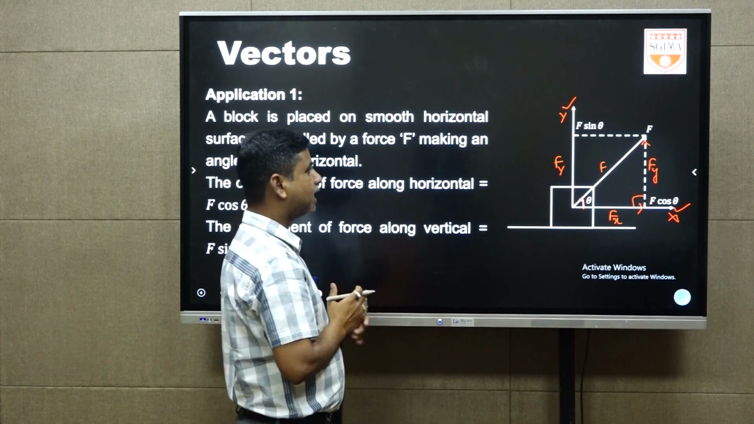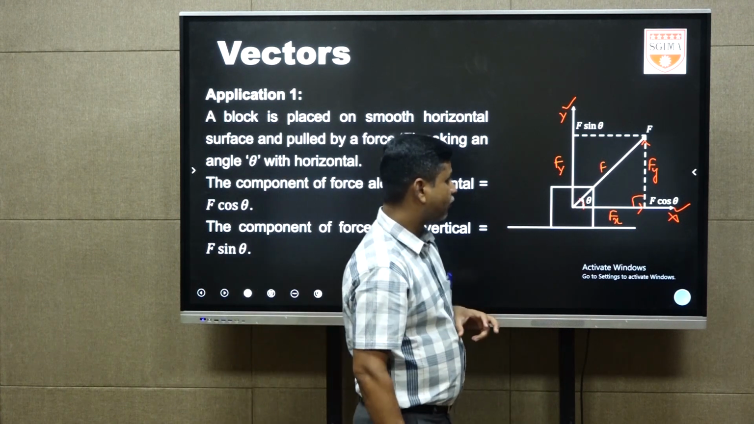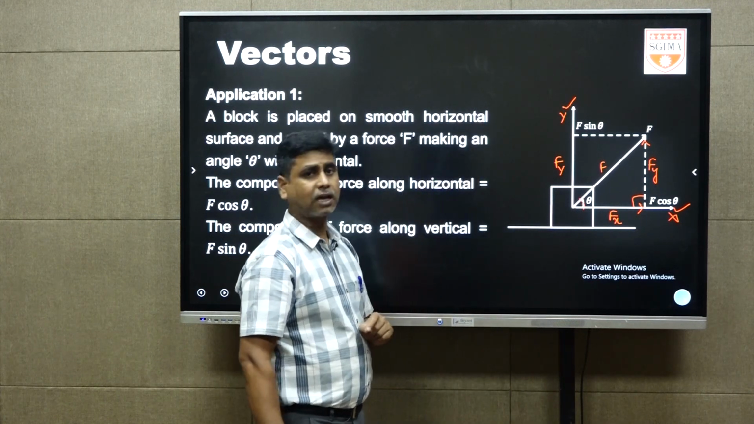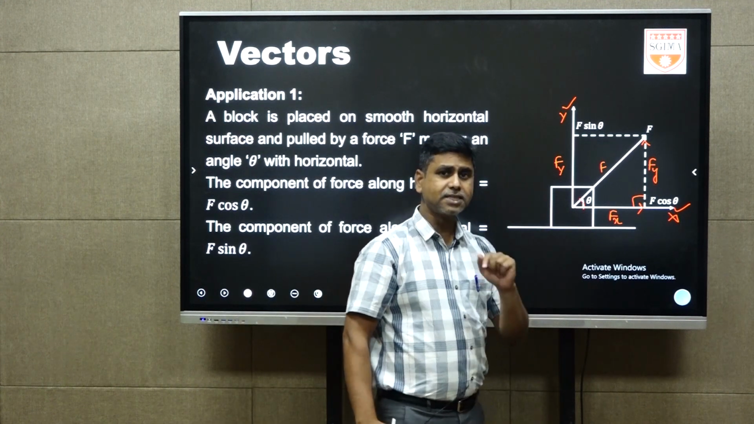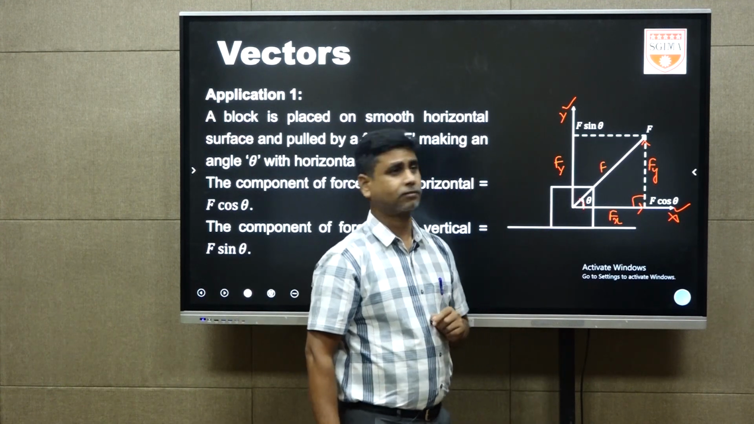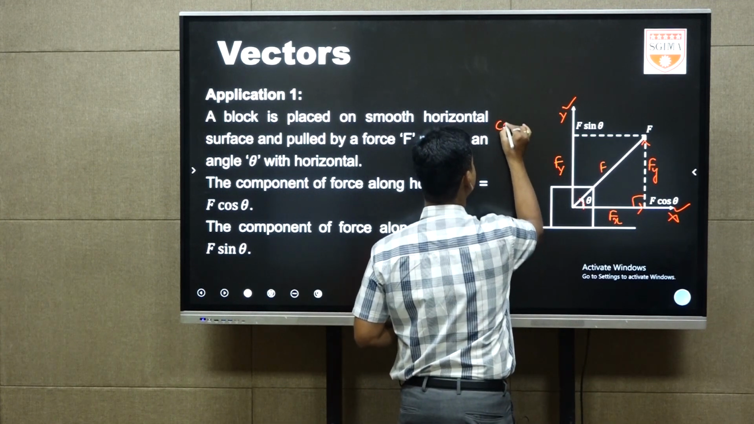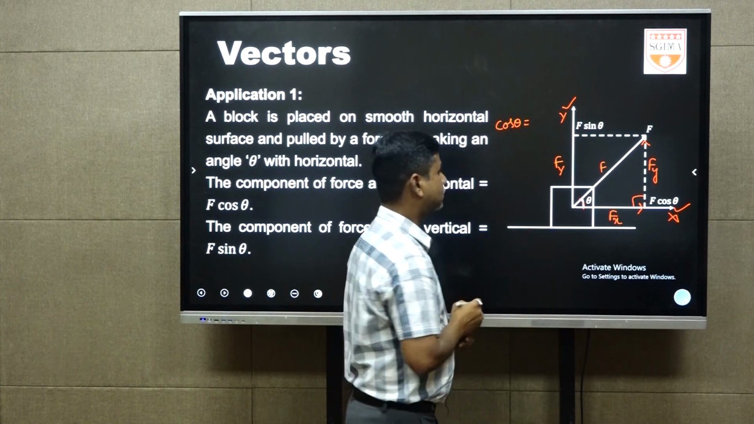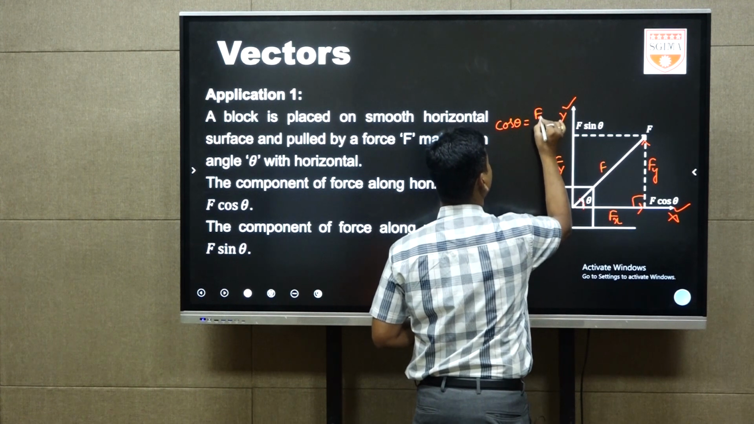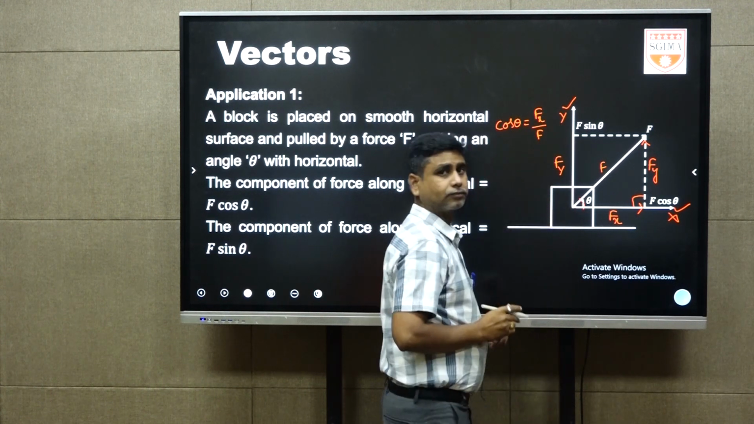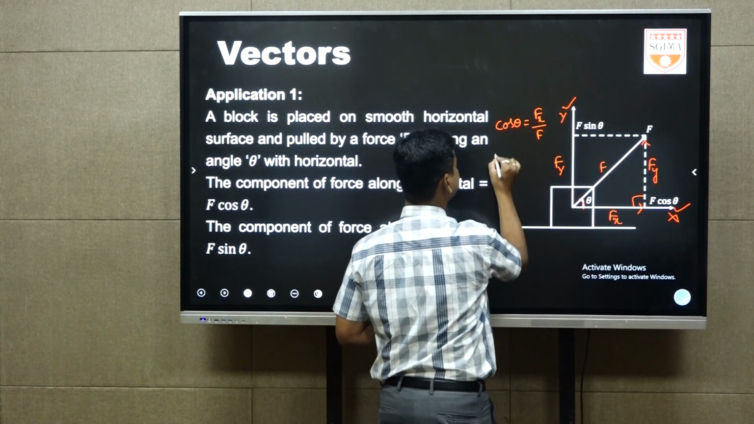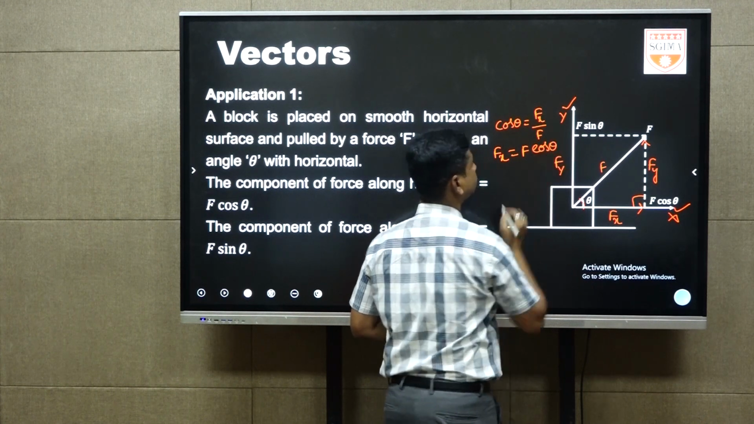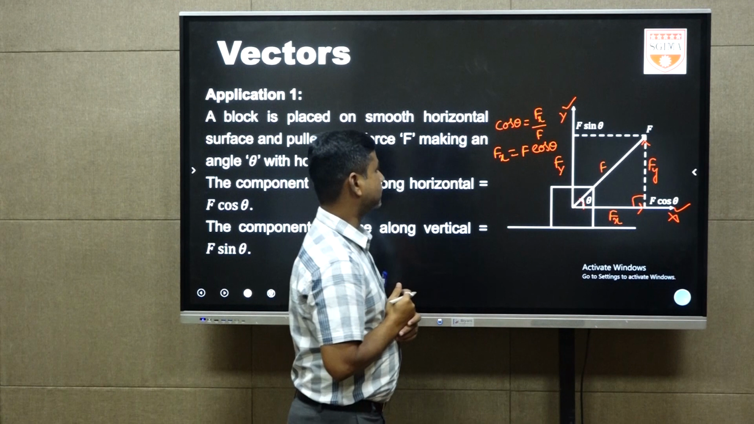From this we will find the Fx value and the Fy value also. How to find Fx? From this right angle triangle, what is the suitable trigonometric function for calculating Fx? For the adjacent side, generally the cos function is preferred. Cos theta equals adjacent upon hypotenuse. What is the adjacent? Fx. What is the hypotenuse? F. Doing the cross multiplication, we get Fx equal to F cos theta.